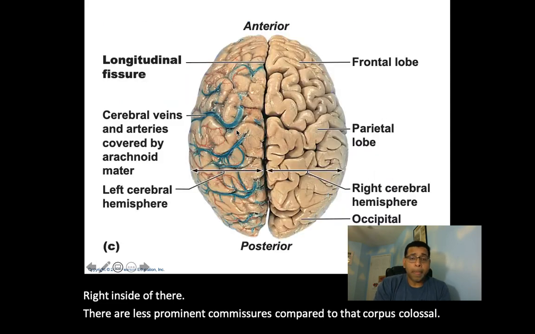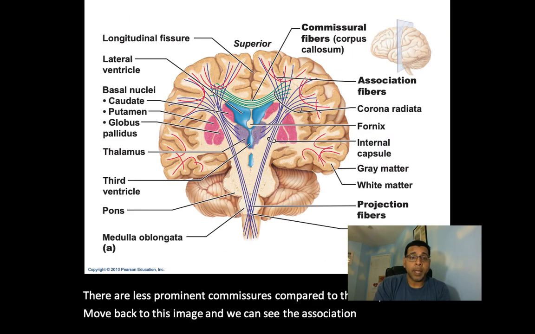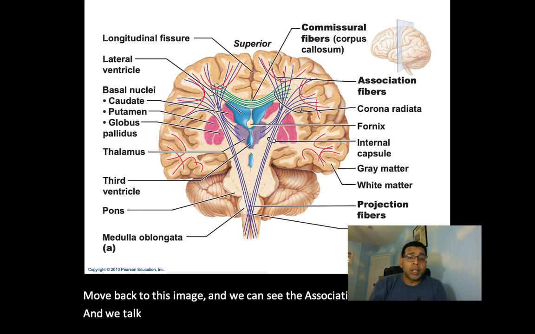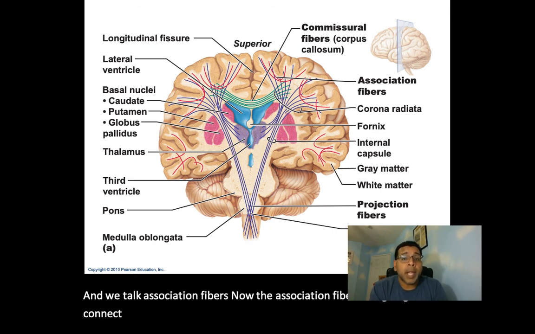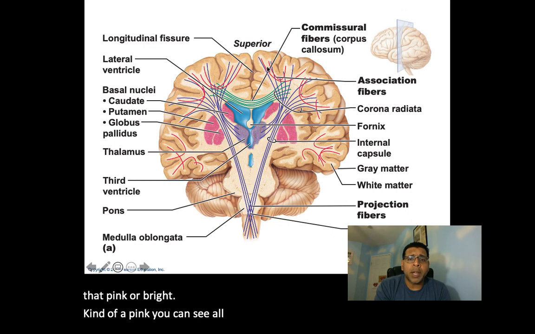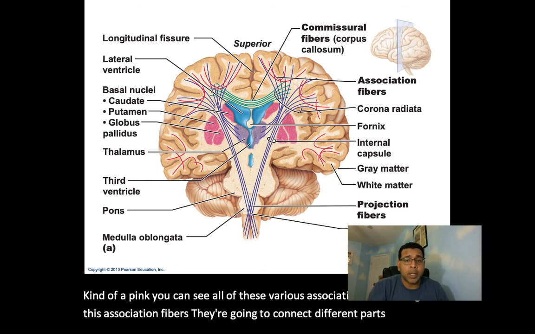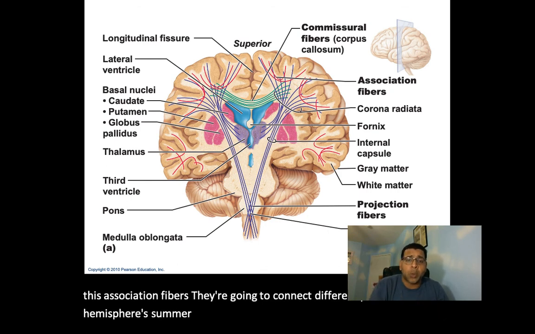Next, then, move back to this image and we can see the association fibers. Now, the association fibers are going to connect different parts of the same hemispheres. So here you can see in that bright pink all of these various association fibers. Some are long and some are short, but they connect different parts of the same hemisphere.